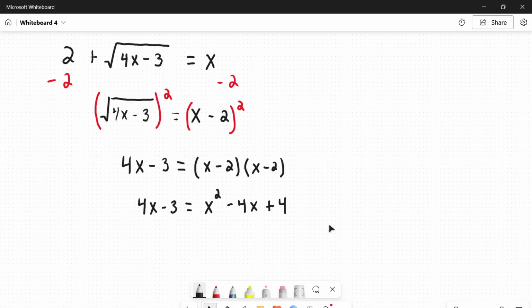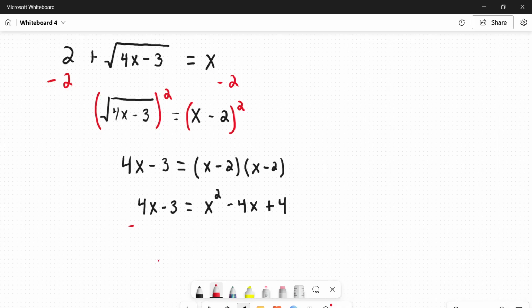I'm going to move everything over to the right side because that's where my x squared is already at. You could move things to the left side, but then you'd end up with a negative x squared, and you would still get to the right answer. I would just prefer to keep my x squared positive, so I'm going to move everything to the right.